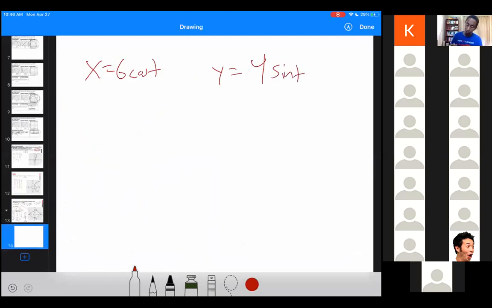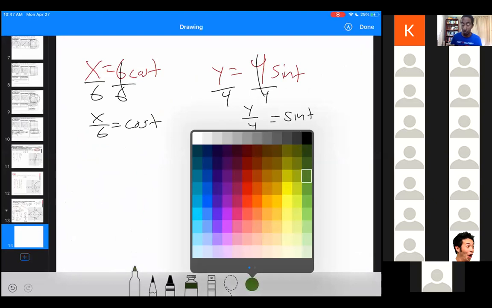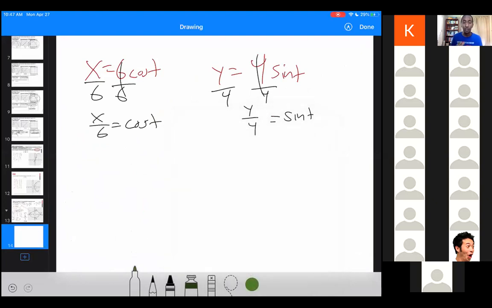Here's why. Let's say we try to solve this for t. We divide by 6, and we get cosine of t equals x over 6. And we solve this one for t, we divide by 4, and we get sine of t equals y over 4. Now, this connects to another lesson we learned, trig identities. If we think back to the relationship between cosine and sine, we can see the ellipse a little bit from there.